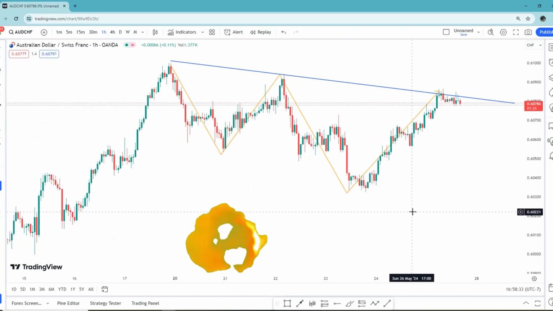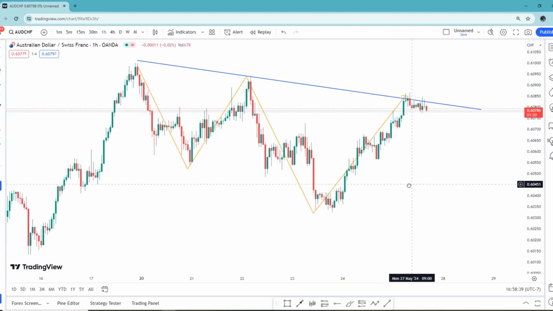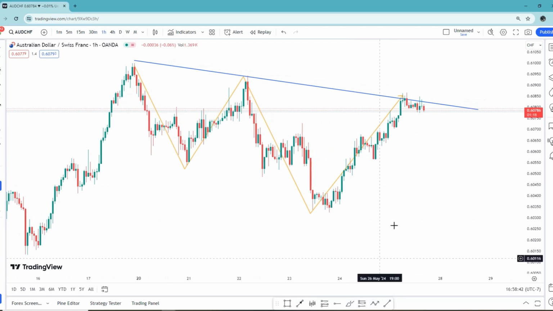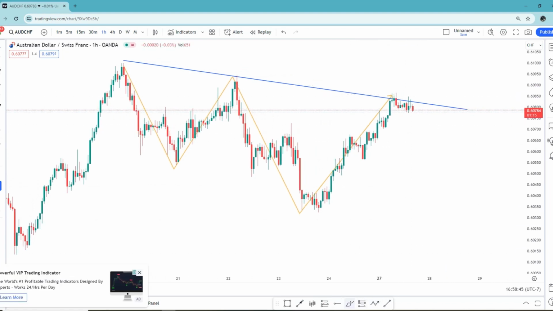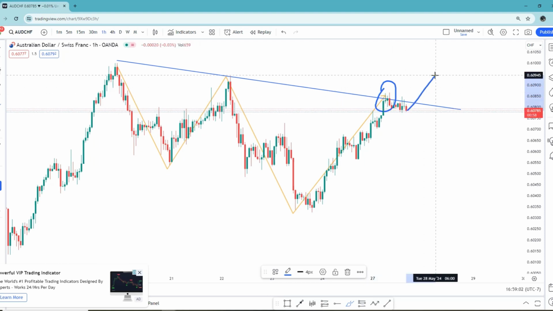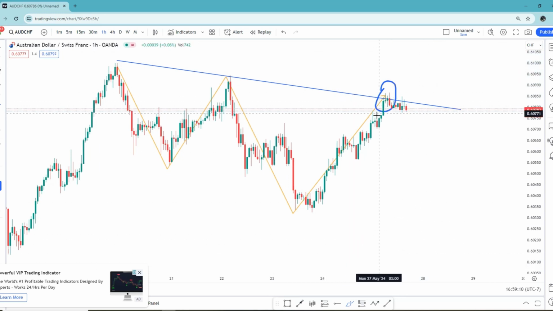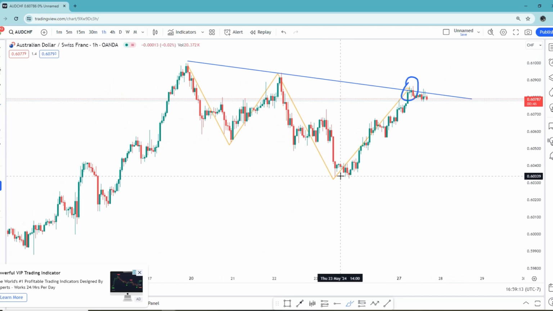On the 1 hour time frame, we can see that this is what has been happening, and this is the 3rd touch to the trend line. But we cannot trust this 3rd touch, bro, because we don't know. The market might continue like this on the uptrend.